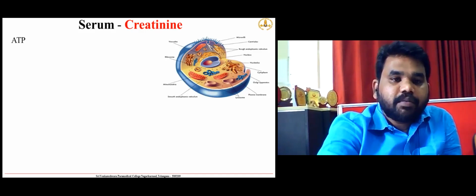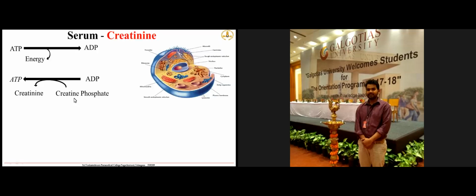So inside the muscles, what happens is this ATP is converted into ADP whenever you are doing some work. At that time, with the help of creatine phosphate, which is called a backup source of our energy, creatine phosphate converts this ADP into ATP and forms creatinine, which is a waste product. And creatinine cannot be used by the cells, and it is excreted by the kidneys, and creatinine levels remain constant under normal function of the kidneys.